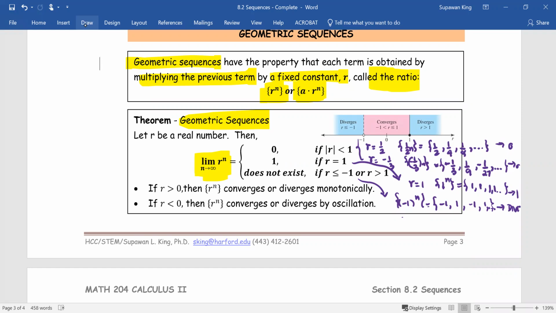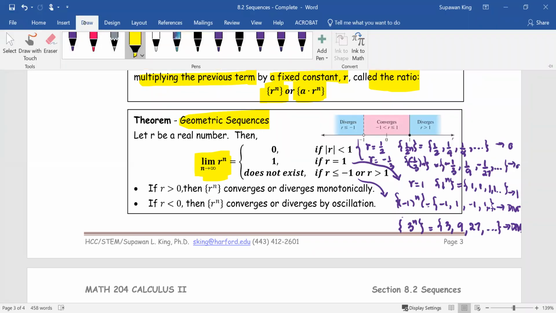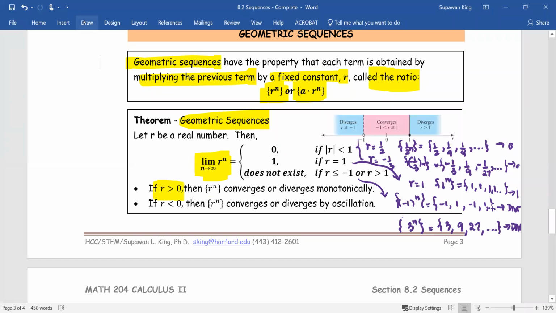Similarly for r greater than 1, a positive quantity, like 3 to the power n, the list will be 3, 9, 27, and so forth. It approaches infinity, which means the limit doesn't exist. So for the case that the ratio r is positive, the sequence converges or diverges monotonically, because every time you multiply by a positive quantity, the next term remains the same sign. So it has a single behavior, either non-increasing or non-decreasing.